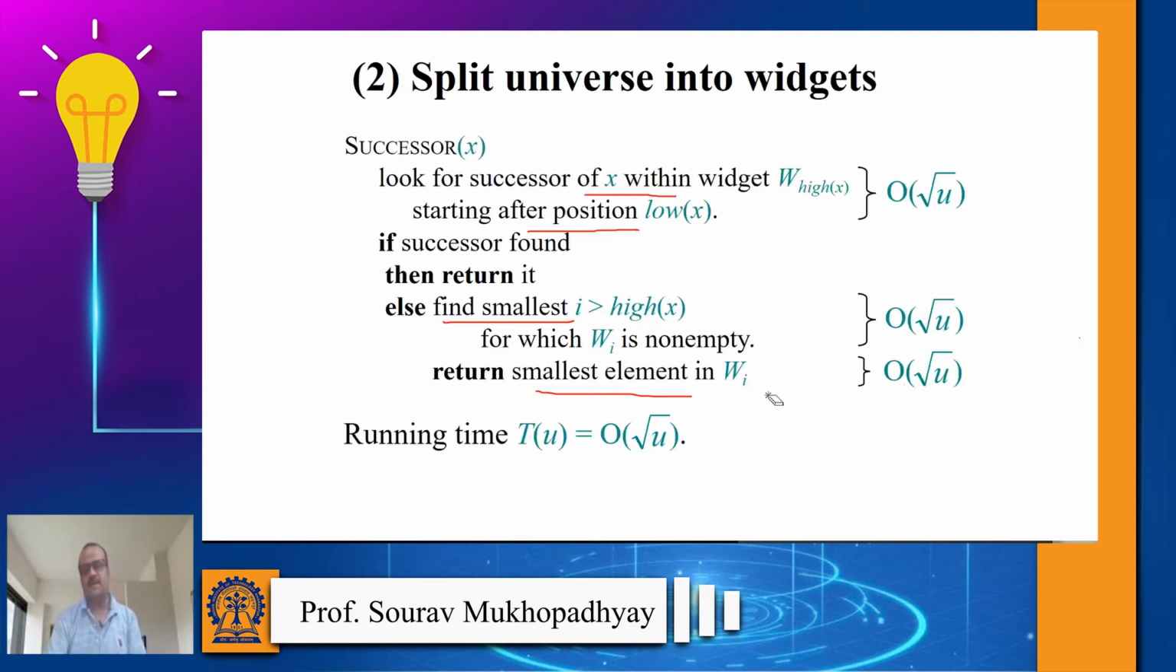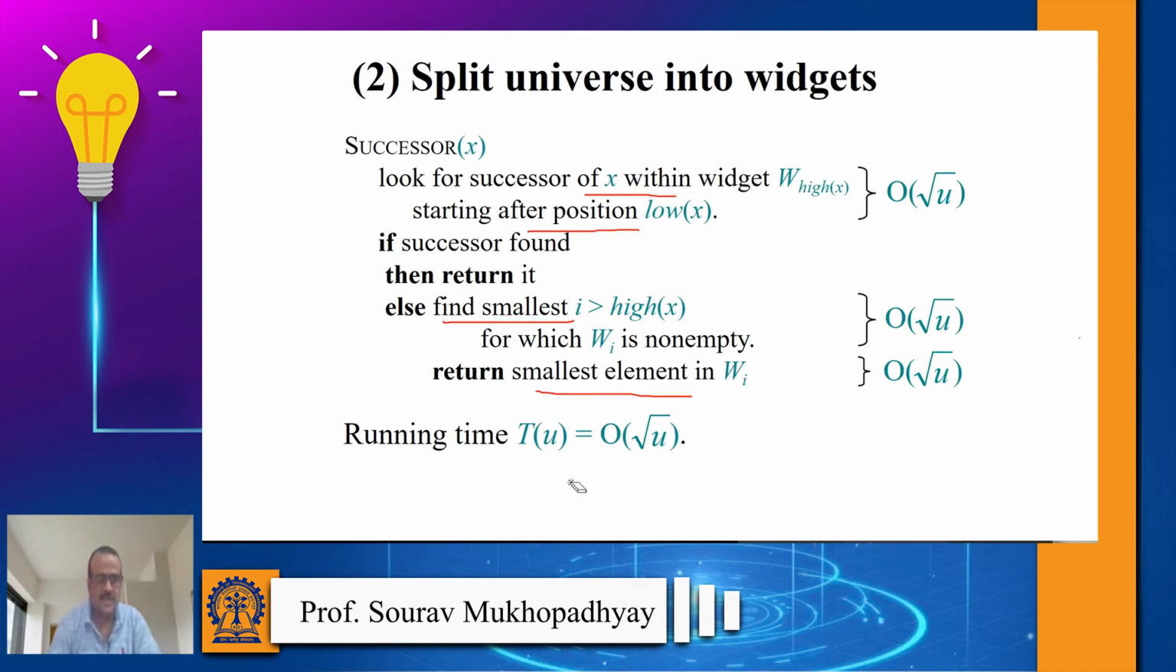And again, we know there is a 1 in the widget, we have to find the first one. So that first one may be after traveling a size of the order of the size of that particular subarray. So anyway, this costs us order of square root of u, because if you sum it up, it is 3 square root of u. So the runtime is order of root u. Any question? Sir, can you explain high of x and low of x once again?